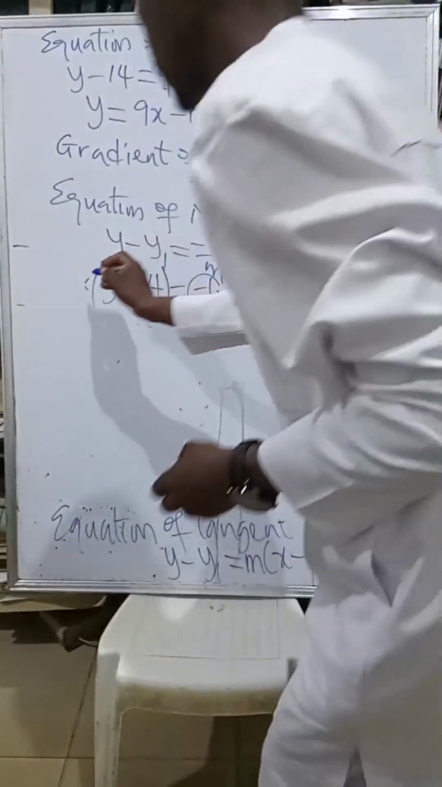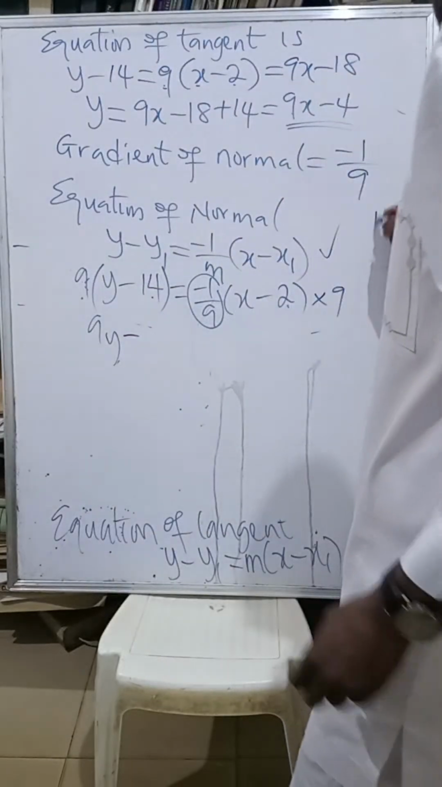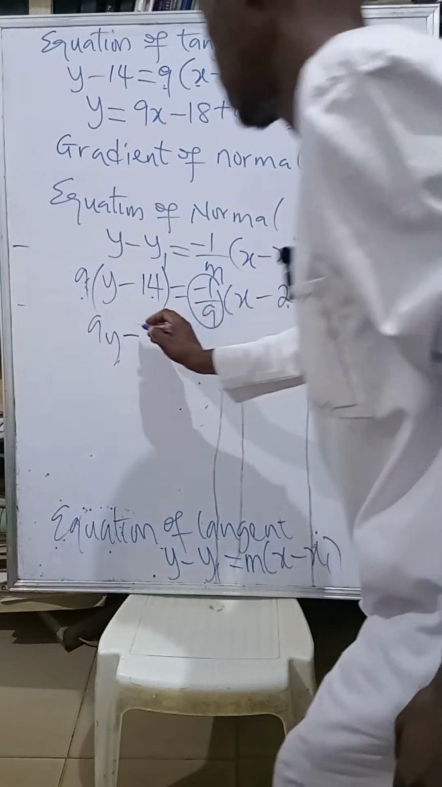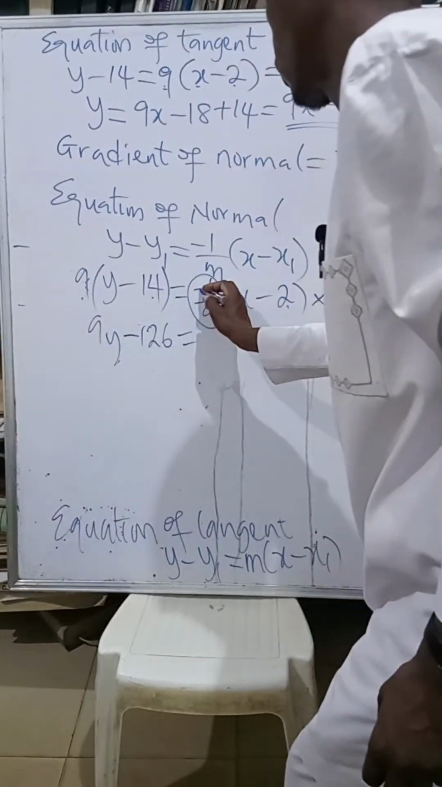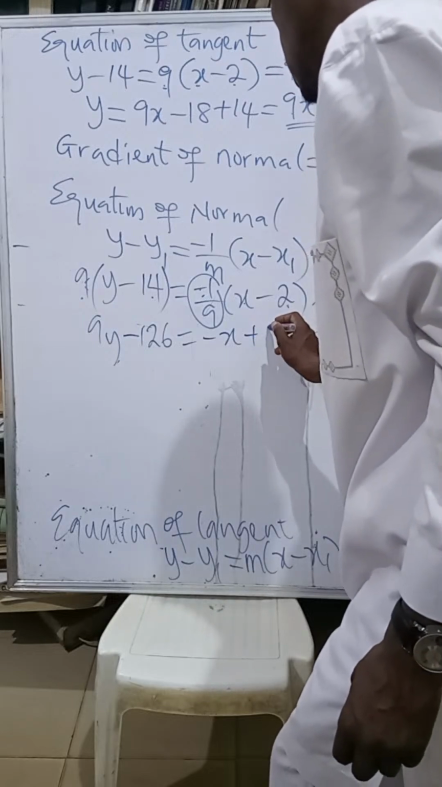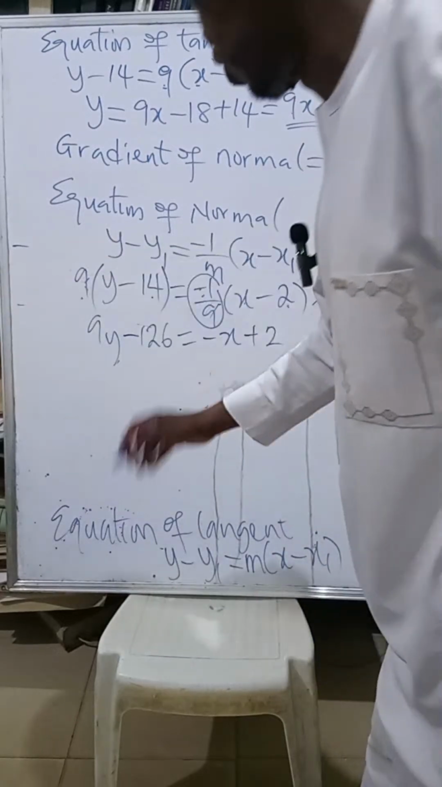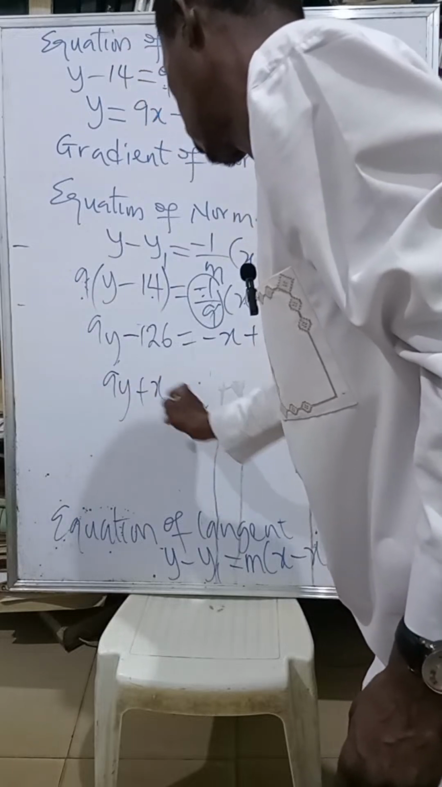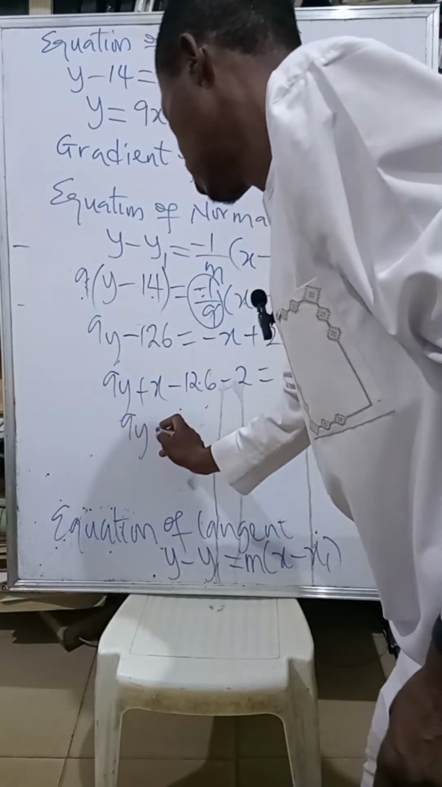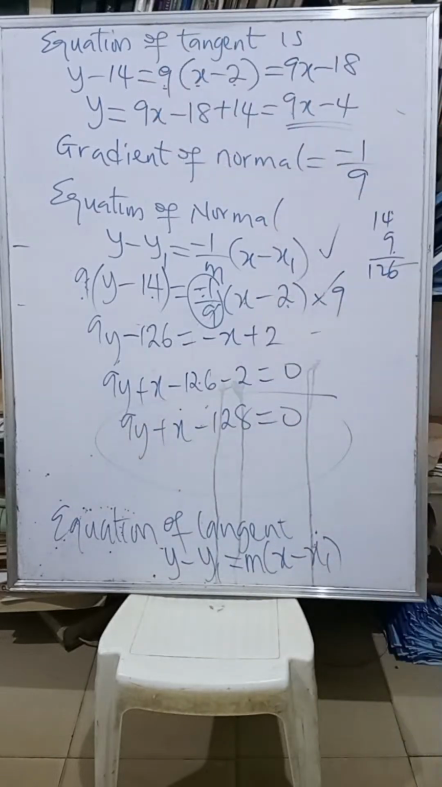So as I was saying, if you multiply it by 9, so that will be 9y. 14 times 9 gives us 126. Minus 1 times x, that's minus x. Minus 1 times minus 2 is plus 2. This 9 and this 9 cancel. So you can move everything to the other side. So you have 9y plus x minus 126 minus 2 equal to 0. So that will be 9y plus x minus 128 equal to 0. So that's what we have for the equation of the normal.